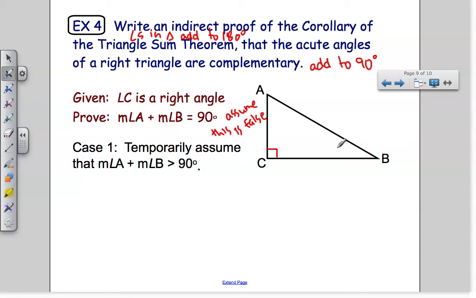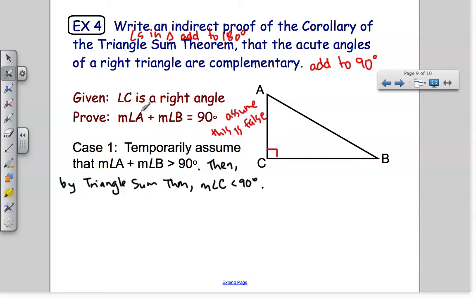But what would that mean if these two angles add up to more than 90? Since the angles in a triangle add up to 180 by the triangle sum theorem, what would the measure of angle C have to be? If you knew that A plus B was greater than 90, what's left for angle C to add to 180? Well, wouldn't it have to be less than 90 degrees? Because something greater than 90 plus something less than 90 could equal 180.